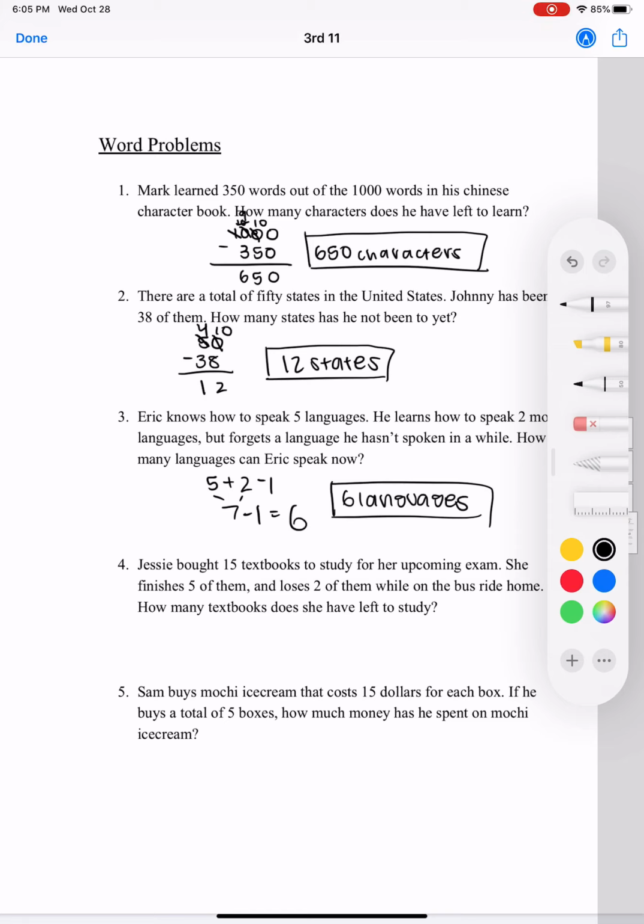Don't forget to write your units because all teachers want you to write your units. Jessie bought 15 textbooks to study for her upcoming exam. She finishes 5 of them and loses 2 of them while on the bus ride home. How many textbooks does she have left to study?